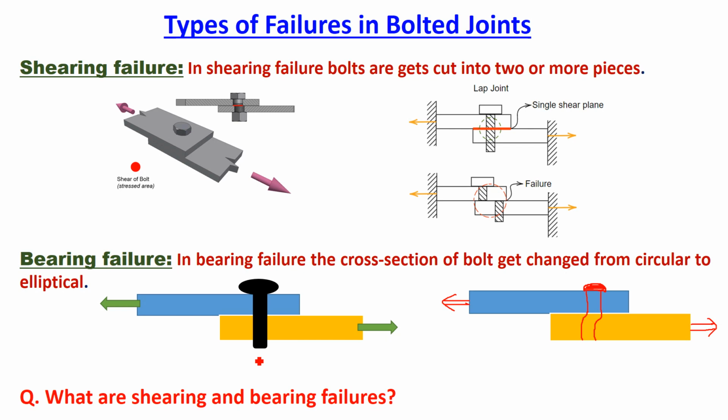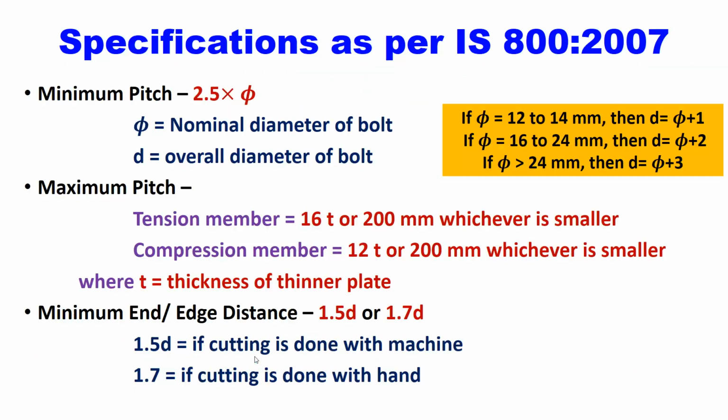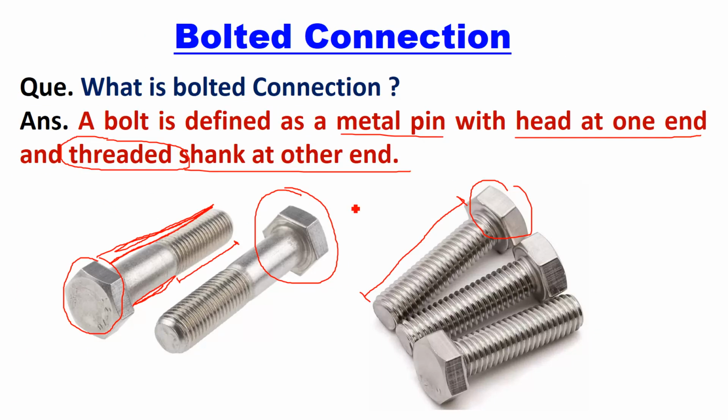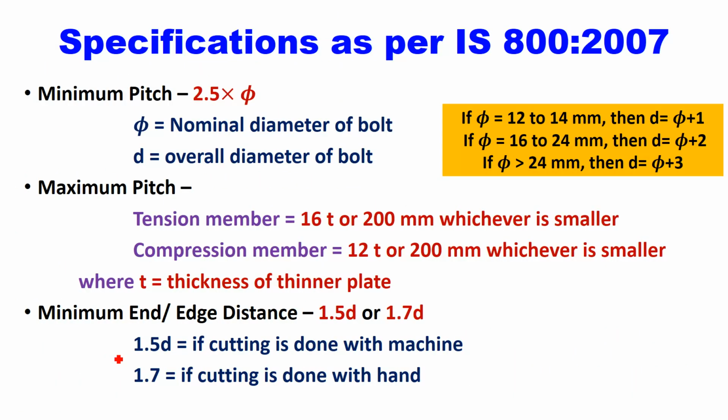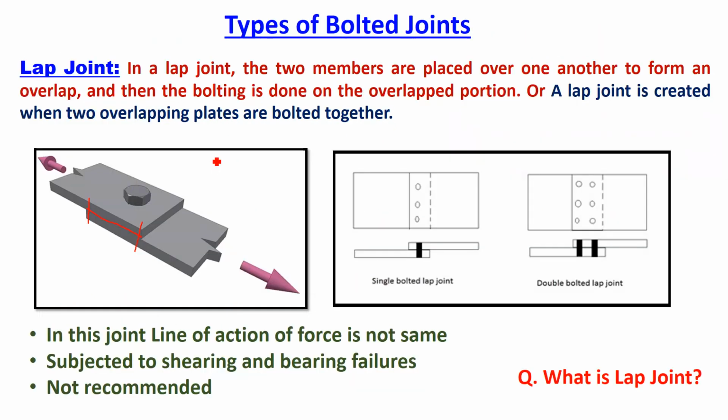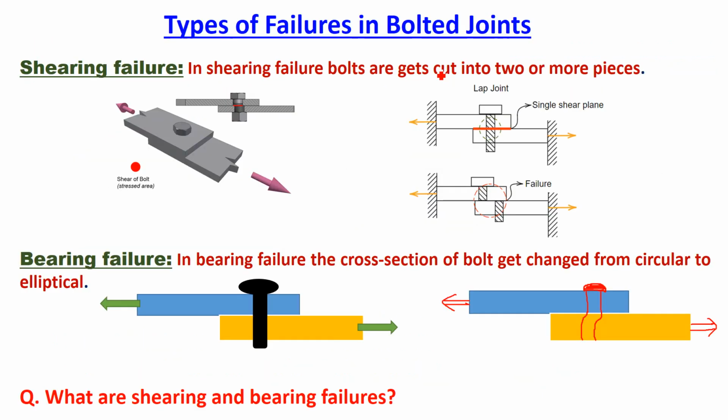So these are a few important basic points related to the bolted connection. That is, what is bolt, then what are the pitch, gauge, end distance and edge distance, then what are the minimum specifications as per IS 800 for pitch value, minimum, maximum and end distance or edge distance. Then what are the types of joints used in bolted connection, that is lap joint and butt joint. Then what are the types of failures in bolted connection, that is shearing failure and bearing failure.